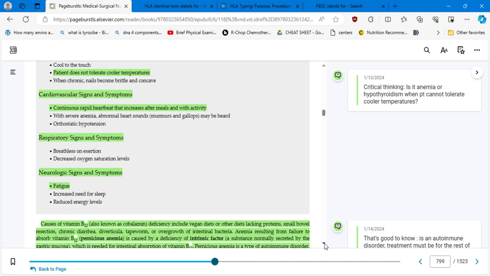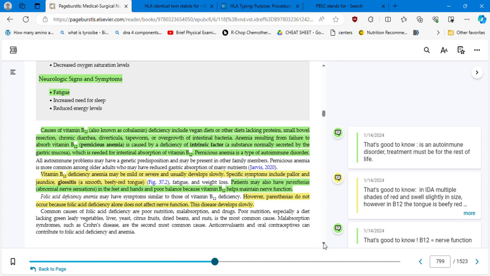Neurologic signs and symptoms: fatigue. And of course, they need to rest. They need to sleep for prolonged periods of time. Causes of B12, also known as cobalamin deficiency, include vegan diets or other diets lacking proteins. And in this sense, we have to mention our patients that are vegan, especially our patients from India, right? They have a vegan vegetarian diet, so we need to think about them.